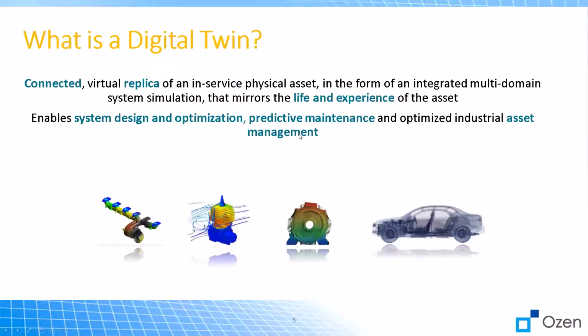So what is a digital twin? By definition, it's a connected virtual replica of an in-service physical asset. Basically, when we speak about a replica, it's a virtual replica, a simulation. ANSYS technologies enable digital twin: 3D physics solvers, reduced order modeling, and the Twin Builder platform. We use all these tools to create a replica of a physical model, which is usually in service.